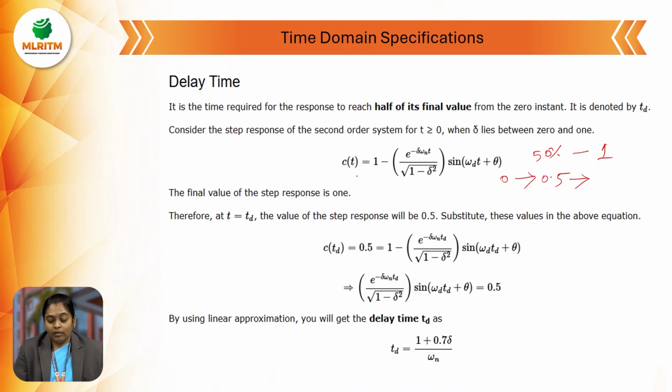And the time response or the time domain expression for the underdamped case, this is a generalized expression, c(t) equal to 1 minus e power minus zeta omega n t by root over 1 minus zeta square into sine of (omega d t plus theta). Here the value of c(t) at the delay time is nothing but 0.5. By substituting this, instead of t, replace with td, and that value is 0.5. If you simplify that, we'll be getting the delay time expression as (1 plus 0.7 zeta) by omega n.